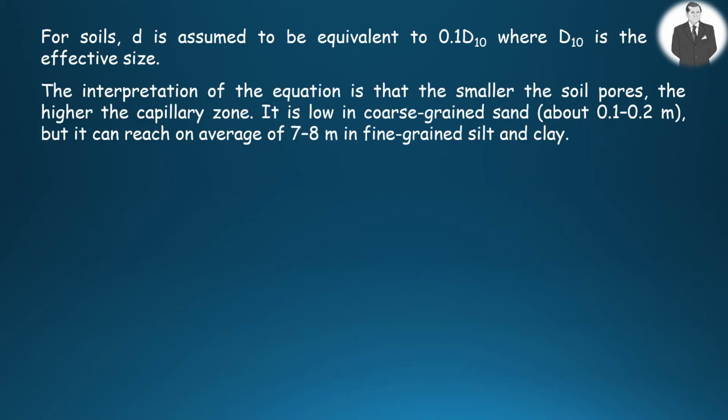The meaning of this equation is that the smaller the soil voids, the higher the capillary zone. It is low in coarse-grained soils such as gravels and sands. It's about 0.1 to 0.2 meter, but it can reach on average 7 to 8 meter, even more than that, in fine-grained soils such as silty and clayey soils.